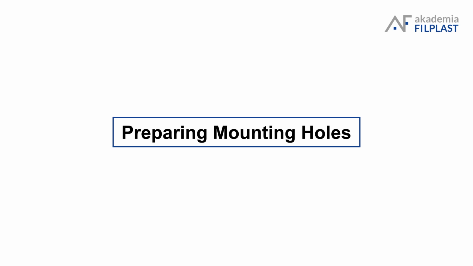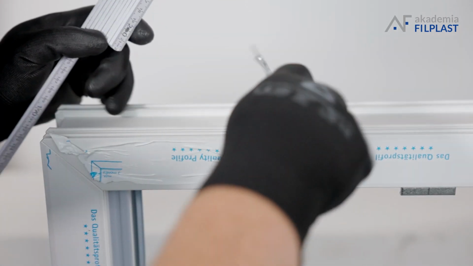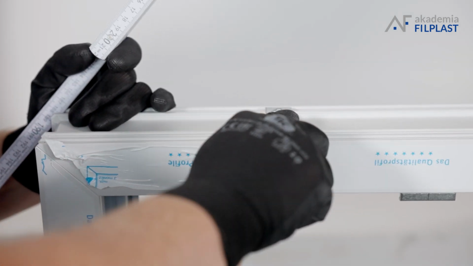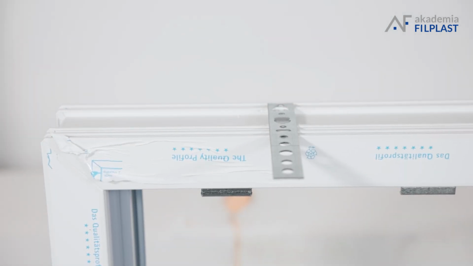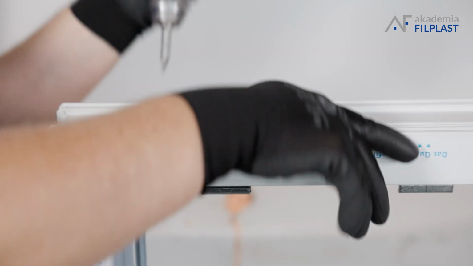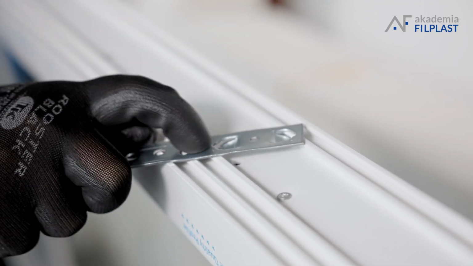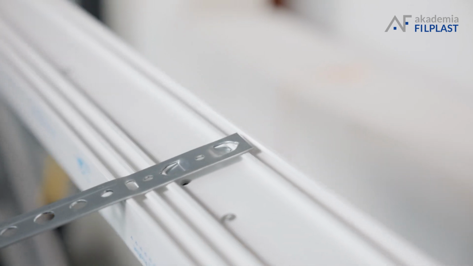Preparing mounting holes. Locate the mounting holes on the frame. Ensure proper spacing, 15 centimeters from each internal corner and no more than 70 centimeters between fixing points. For larger distances, add an extra fixing point. If using anchors, fix them to the frame with self-drilling screws and attach them to the wall at 2 points.